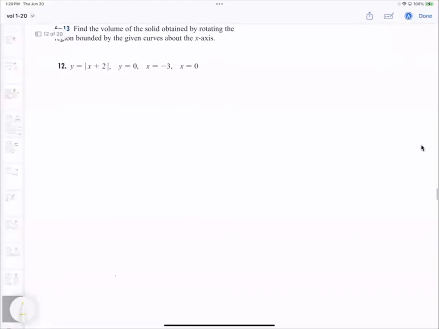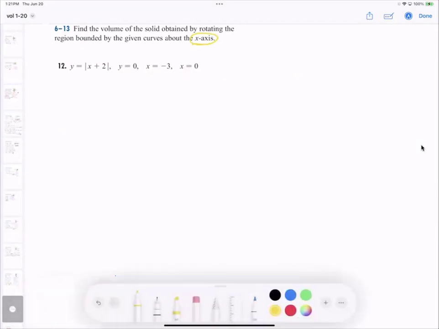So in this question, we have the absolute value of x plus 2, y is equal to 0, x equals -3, x is 0, and we try to rotate with respect to the x-axis. Very good. Let's visualize this.